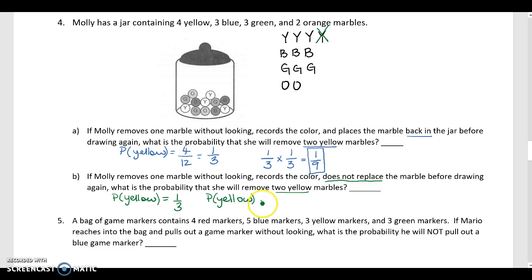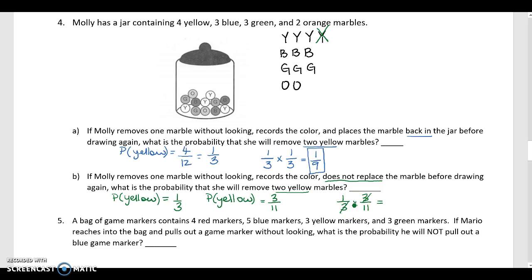So the probability of yellow the second time, well, there's 1 less yellow, so there's 3 yellows. And then our total is 11. Good, because there's 1 less marble. So now we have 1 over 3 times 3 over 11. And a quick trick, what you can do is you can cross out, if there's the same number in the diagonal, they actually cancel each other because it's essentially 1.